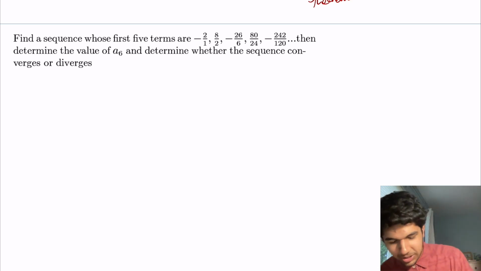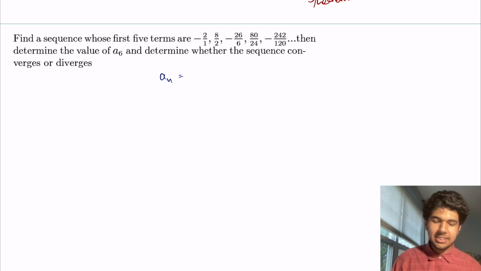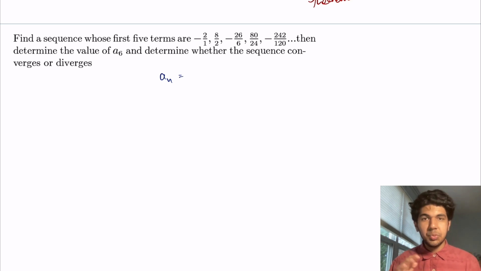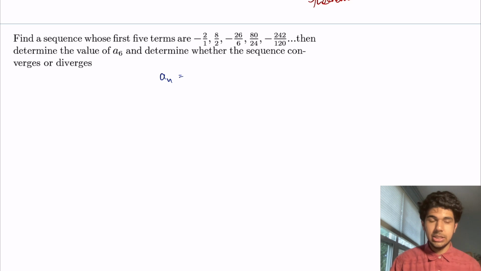So we need to construct a formula for a sub n. So we see that it's a fraction, and we see that it's going from negative to positive to negative to positive to negative. So we can handle the sign first, we can handle the numerator, and we can handle the denominator, and then compose them all together. So let's do the sign of it first.